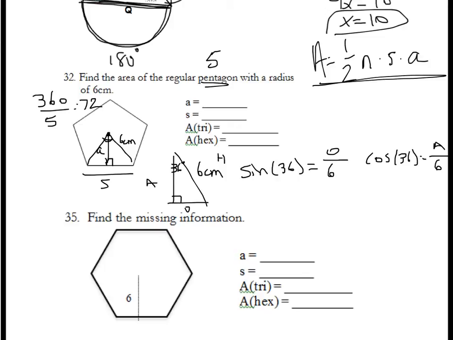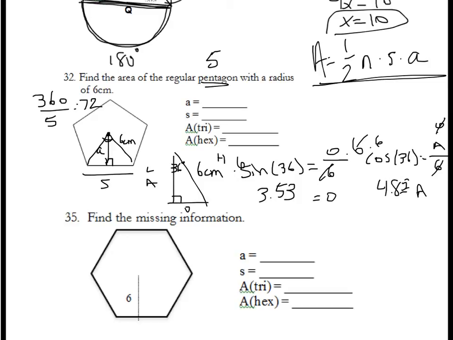Now, because 6 is in the denominator, I can multiply both sides by 6, and that's going to have the 6's cancel out. So the opposite side is 6 times sine of 36, which is 3.53. And then I'm going to do the same thing in the other equation. Times 6 so that the 6's cancel out. And the adjacent is 6 times cosine of 36. So the adjacent side is 4.85.